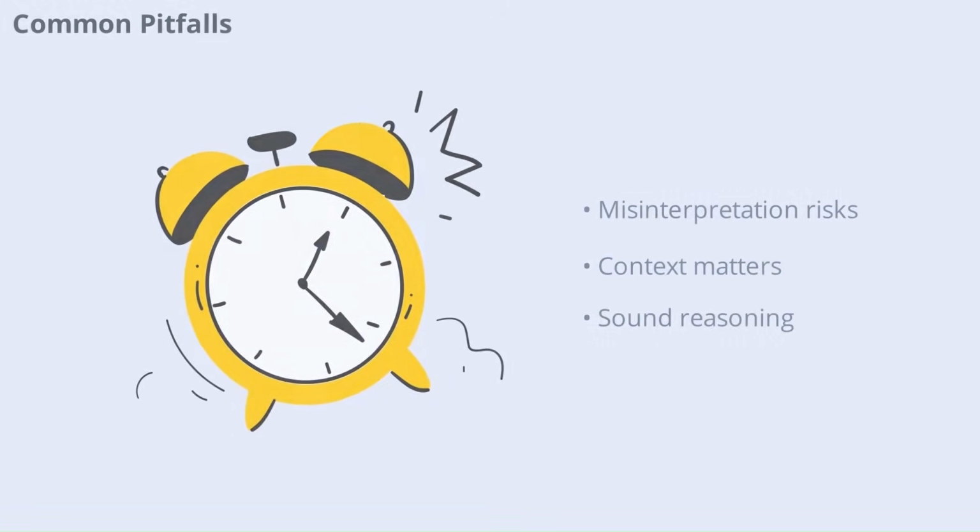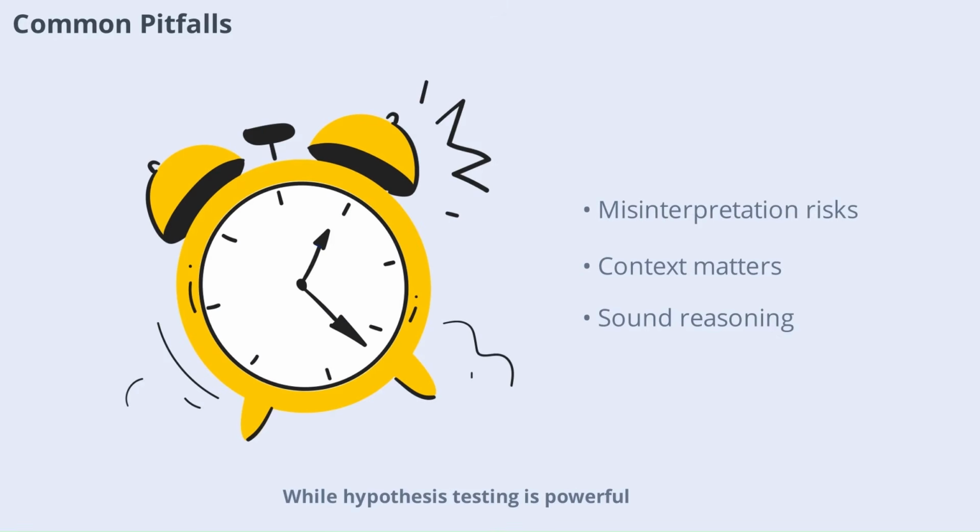While hypothesis testing is powerful, it's important to watch out for common pitfalls. Misinterpreting p-values, ignoring the context of results, or choosing inappropriate significance levels can all lead to incorrect conclusions. Always ensure your analysis is grounded in sound statistical reasoning and consider the broader implications of your findings.